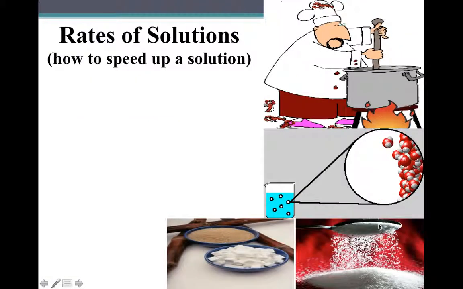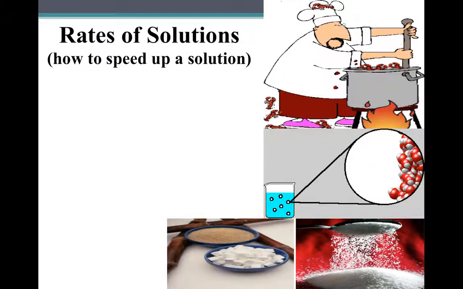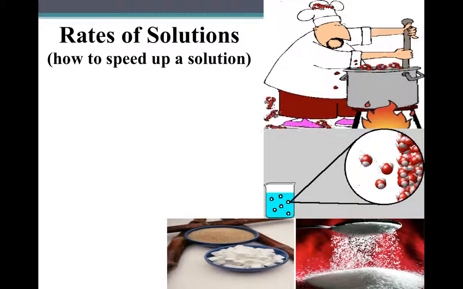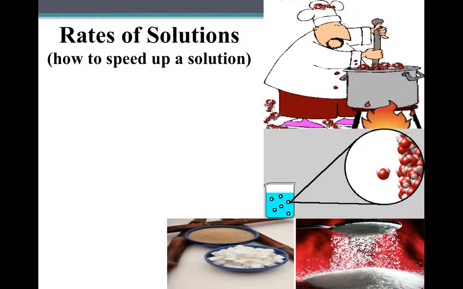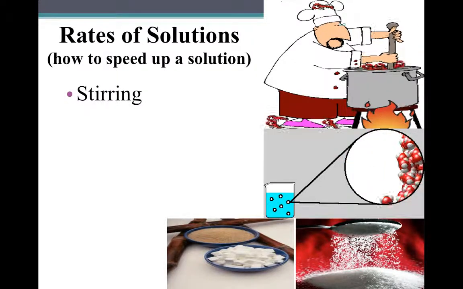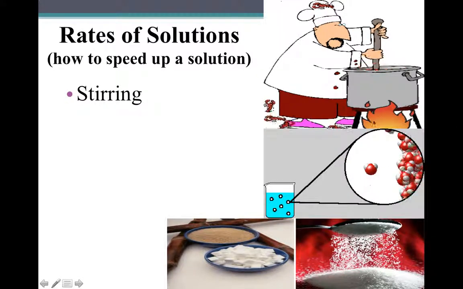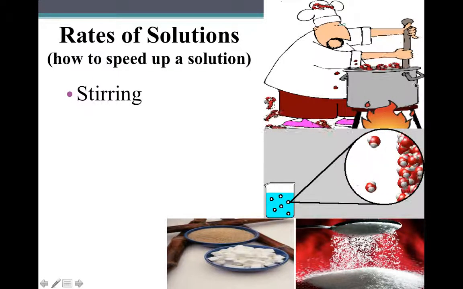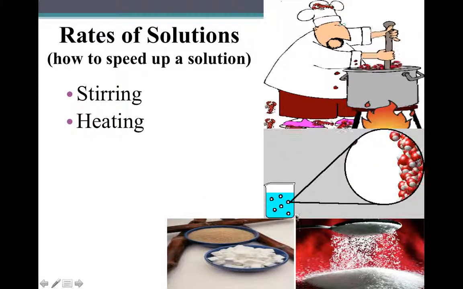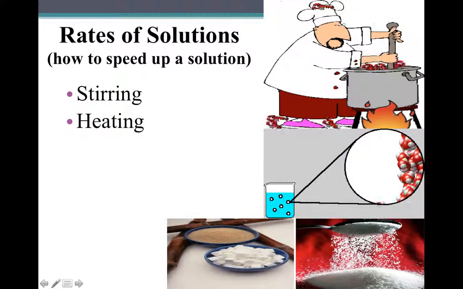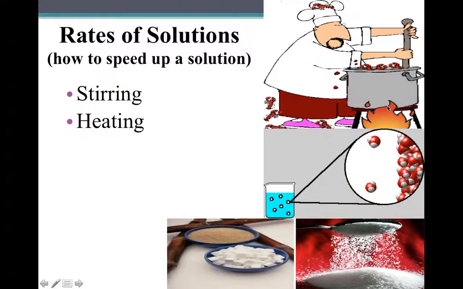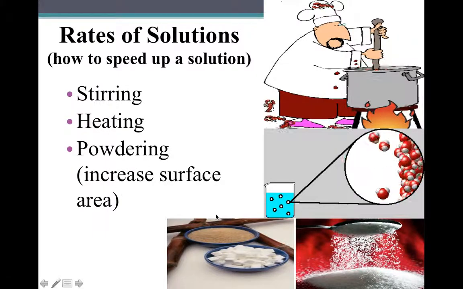And there are different ways that I can cause that solute to dissolve in a solvent. Different ways I can get that sugar to go into the water. And these are different ways I can speed it up. And of course, the first one you can see with the chef here, he is stirring it right there. So that's one. Another one is heating it. So you can see over the flames, he's got a double whammy here where he's stirring, but he's also heating it. And the last one is powdering.